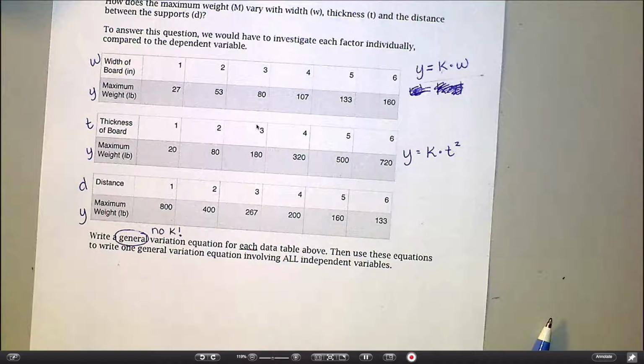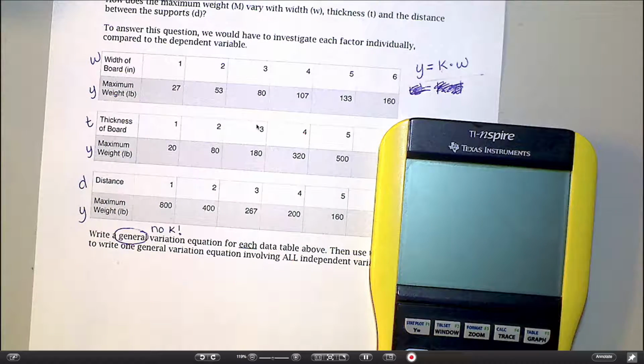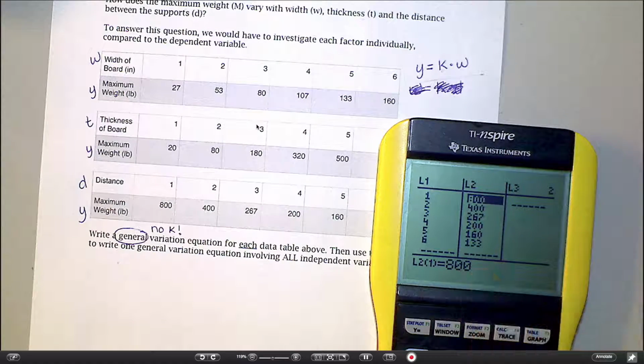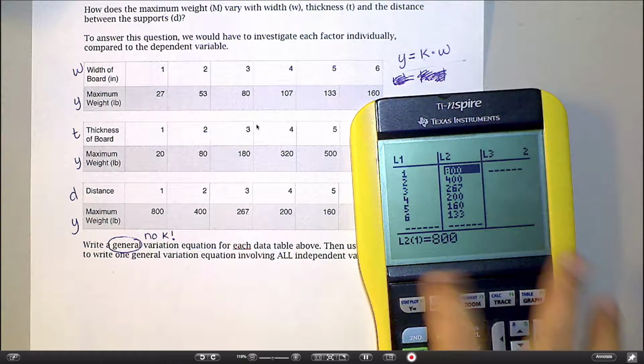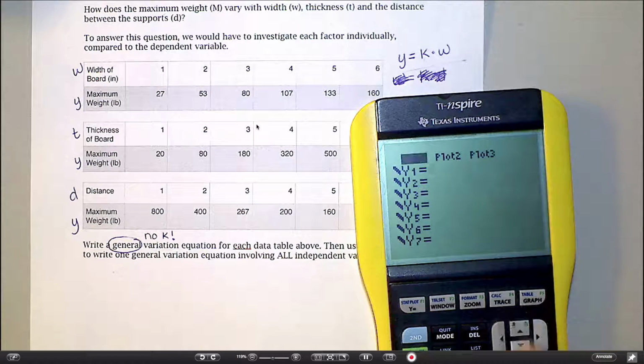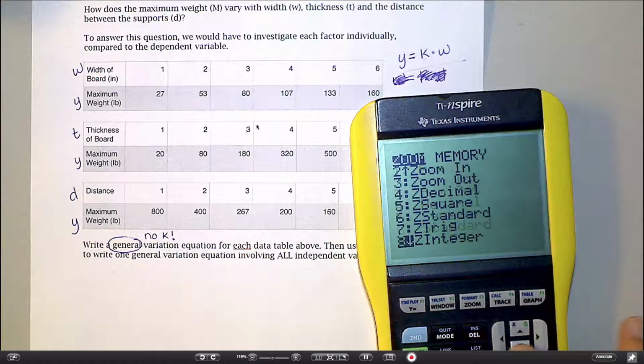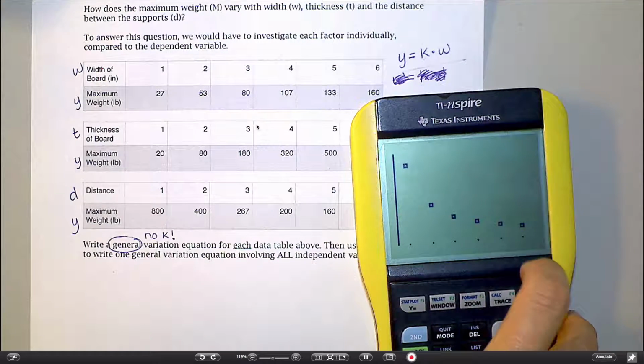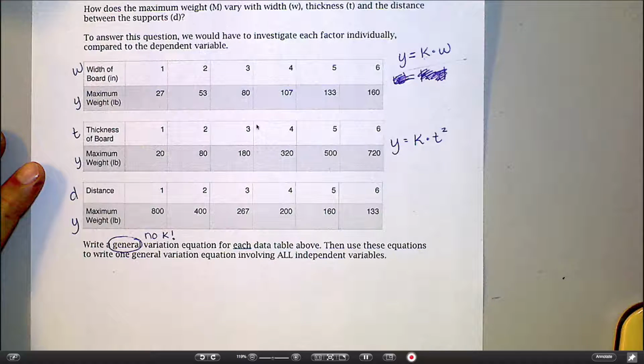So when I look at this one on the graph, again I went stat and edit. Here's list 1, here's list 2. Go to y equals, turn on plot 1, zoom stat. I definitely have a hyperbola going on, which I knew because it was going to be inverse. Our question is: is it inverse or inverse square? I guess really we should plug numbers in and check.